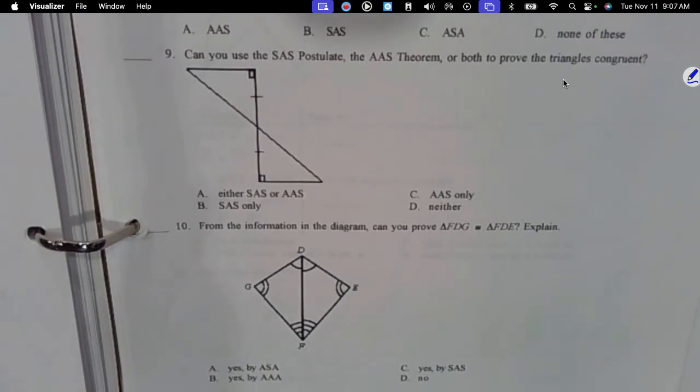Can you use side angle side, the angle angle side theorem, or both to prove these triangles congruent? So what do I know? I have vertical angles. I'm trying to look at tomorrow's. It's basically the same thing. Vertical angles. So I'm going to mark, and what is that one? That is angle side angle, but I'm wondering if it's supposed to be the third angle theorem.